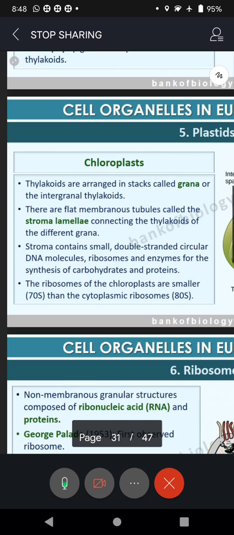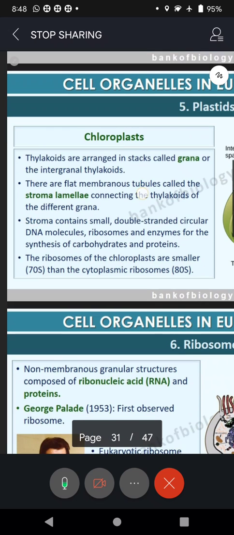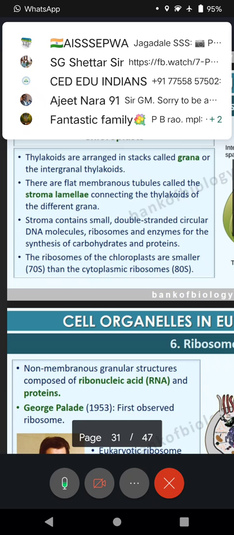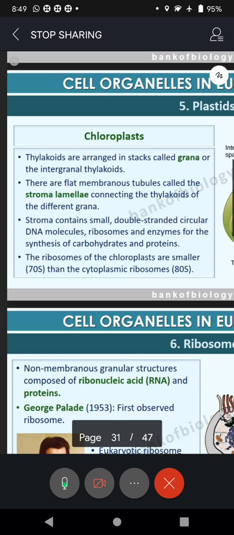Thylakoids are arranged in stacks called grana. Just remember grana. Just like 1 rupee coins arranged one above the other, the grana will look the same. There are flat membranous tubules called stroma lamellae connecting the thylakoids of different grana. One granum is connected to another granum through these lamellae, and the lamellae are an extension of the inner membrane. The stroma contains small double-stranded circular DNA molecules.